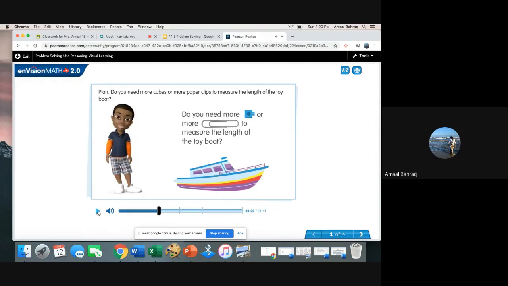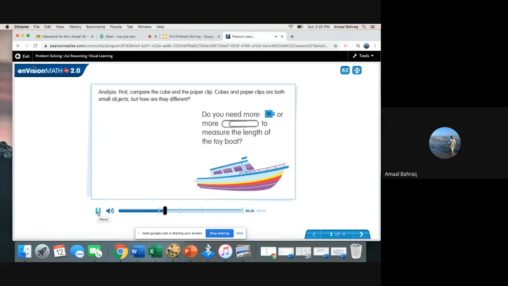So let's stop and think. Do you think that you would need more cubes or more paper clips to measure the length of the toy boat? Let's take a look at both of those objects right there. One of them is a little smaller, one of them is a little larger. Which one do you think? Let's watch.